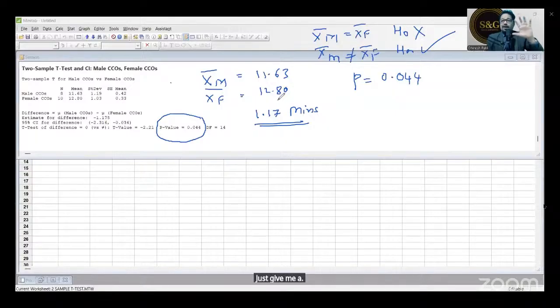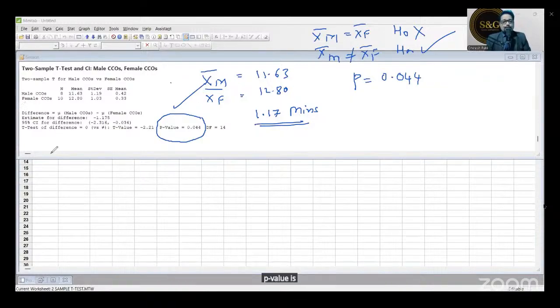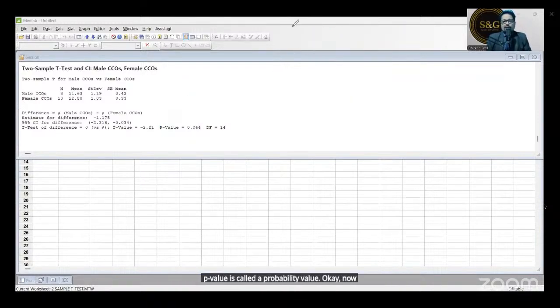Now this was covered in the green belt level. Now let's go a little deeper into the black belt level, understanding and decoding the p-value. P-value is called a probability value. Now just listen to me very carefully.